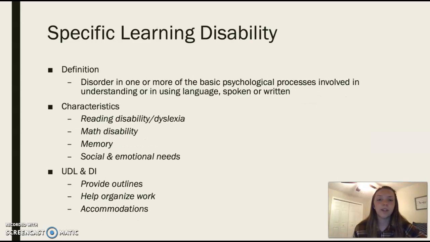Our next one is specific learning disability. The definition according to our book is a disorder in one or more of the basic psychological processes involved in understanding or in using language, spoken or written. Some characteristics, these are some of the ones that our book had mentioned. A reading disability is an umbrella term for dyslexia, which falls underneath a reading disability. There are also math disabilities, struggles with memory, as well as social and emotional needs that they may not be able to express.